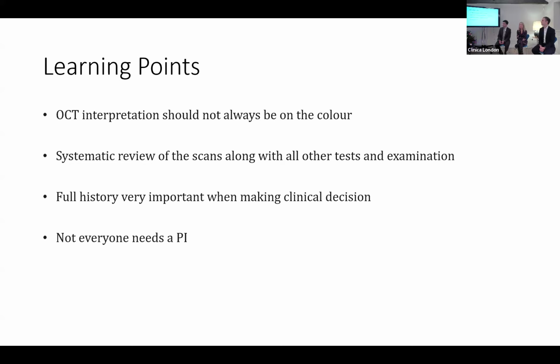In ophthalmology, we're very blessed that we have a lot of up-to-date, fancy tests that we can do that can give us a lot of information. But as a traditionalist, it's always good to make sure that you have a thorough history and you find out everything and do a good examination and use that with the test you have to make your clinical diagnosis. And just remember that not everyone needs a PI.